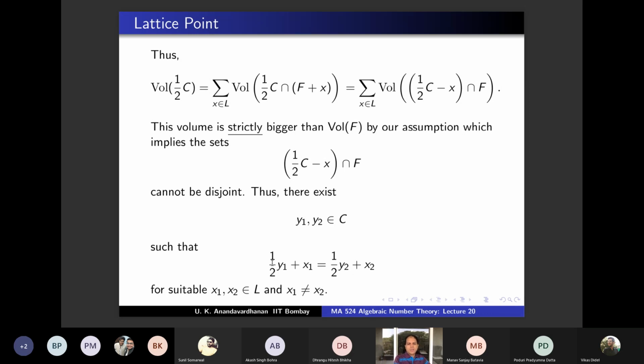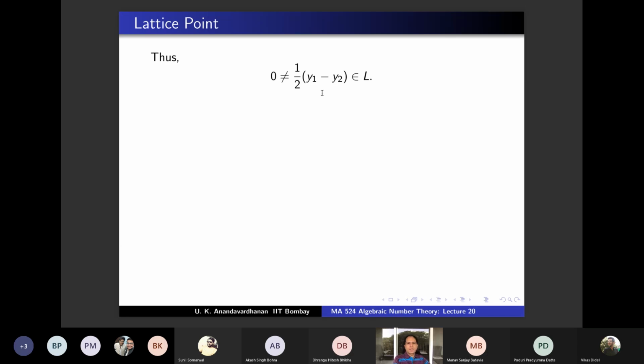Okay, so what does this mean? This means half Y1 minus half Y2, from X1 and X2, is in the lattice. That's an additive group. So half Y1 minus half Y2 is X2 minus X1, which is in L. So you get half Y1 minus half Y2 belongs to L, and this is non-zero, right? Because X1 is not equal to X2, Y1 is not equal to Y2. So you get a non-zero element in L.